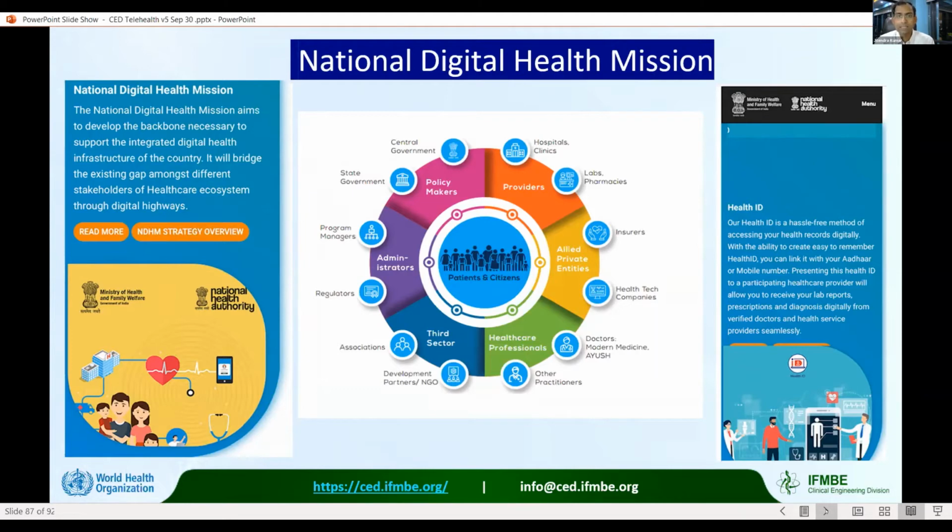So in a slide, all I wanted to share is that as a country, India has embarked on a very emphatic and very challenging journey, which is creating a backbone of digital health across the National Health Mission, making a national digital health mission. Now, that's regarding the application of digital health and telehealth from a public governance perspective.